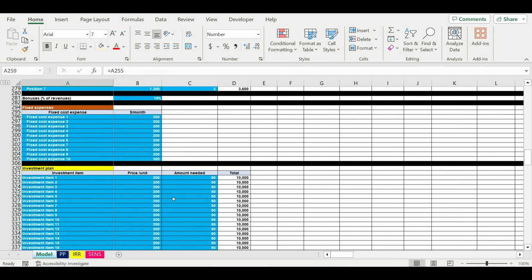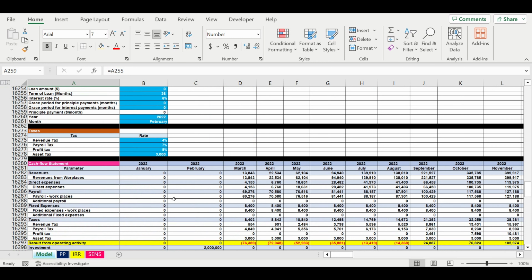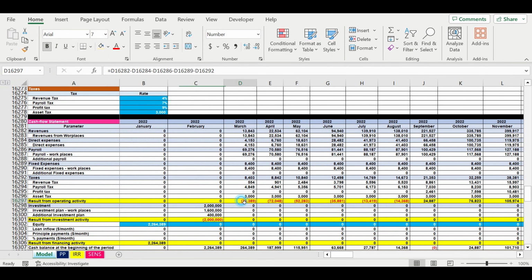Then you can go directly to the cash flow statement and look at the amount of operating losses. Here they are. So you can play with these percentages and see the amount of operating losses if your project reaches the target revenues faster or slower. Of course, operating losses will affect the total amount of financing needed for the project.